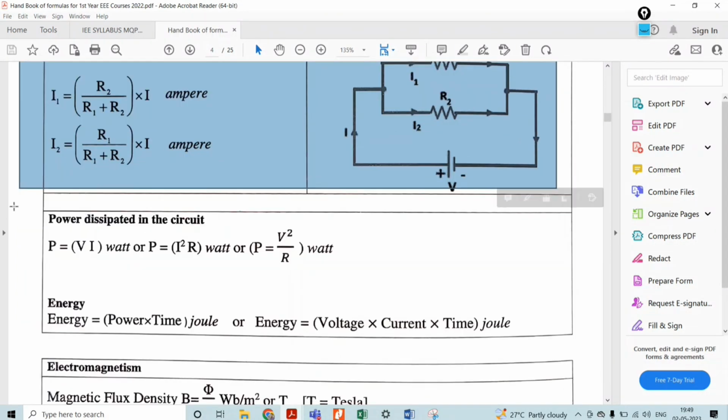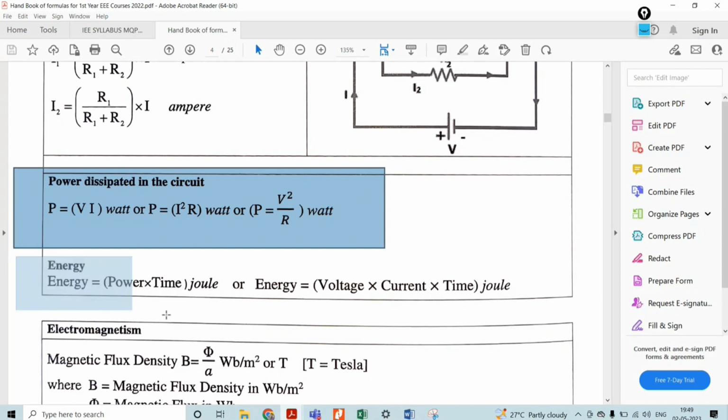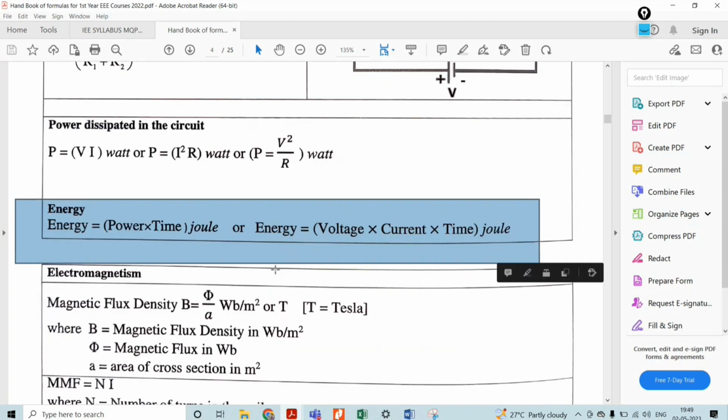Then power dissipated in the circuit: P is equal to V into I, P is equal to I square into R, P is equal to V square by R. This is the power evaluation. Then energy evaluation: power into time is itself the energy, so power into time you are going to get.